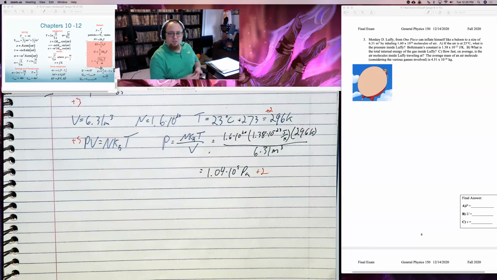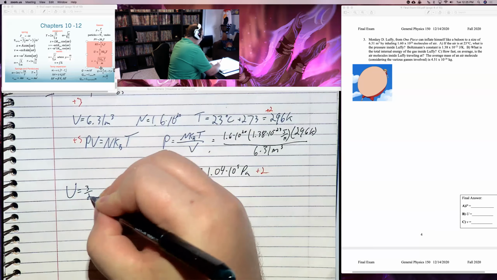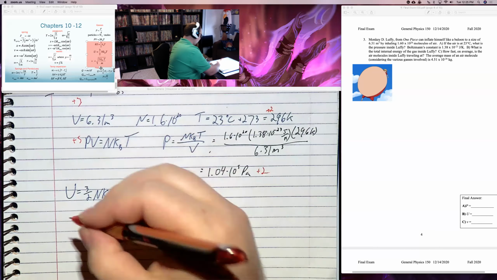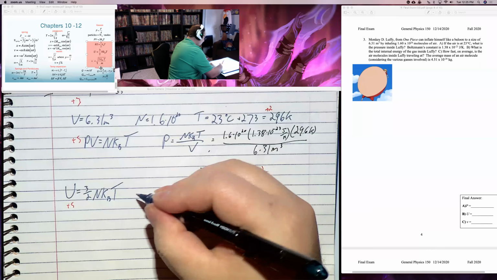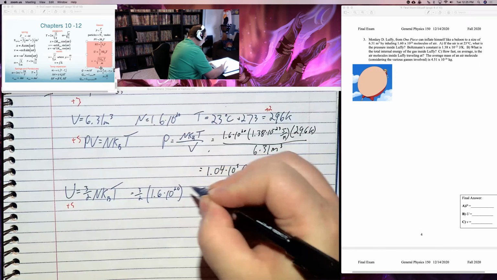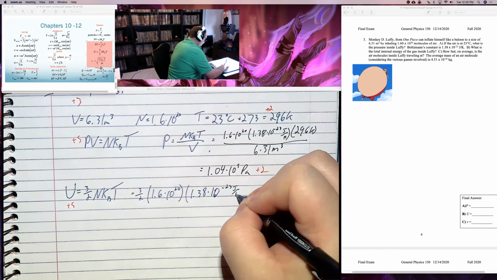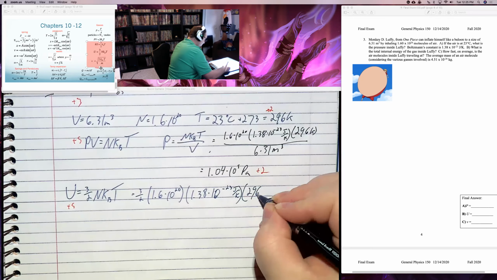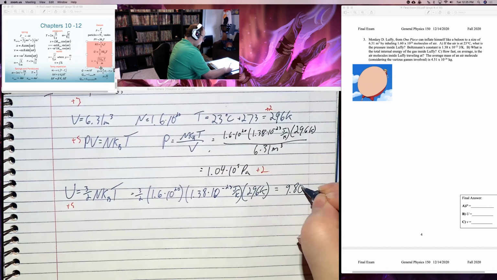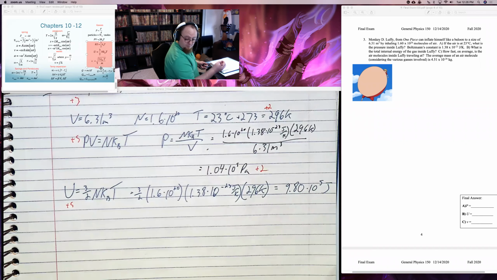Last time I said, what is the total internal energy? Total internal energy is U, which is 3/2 NKT, which was 5 points. And so it would just be 3/2 N, 1.6 times 10 to the 20th, K, 1.38 times 10 to the negative 23rd joules per Kelvin, T, 296 Kelvin. Three points.